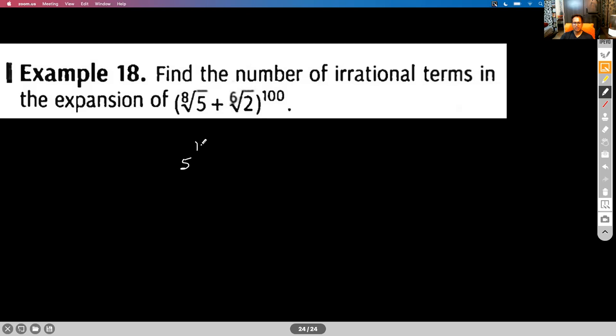This is (5 to the power 1/8, 2 to the power 1/6) to the power of 100. They're asking how many terms of this expansion will be irrational. Excellent. Very good, Nikhil. Awesome. So Nikhil has solved this question. Very good. Anybody else?